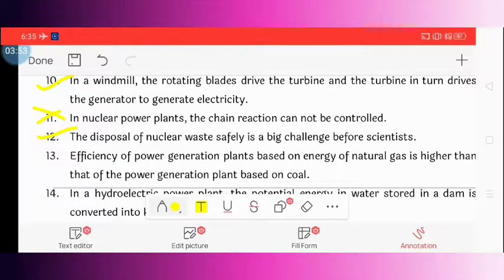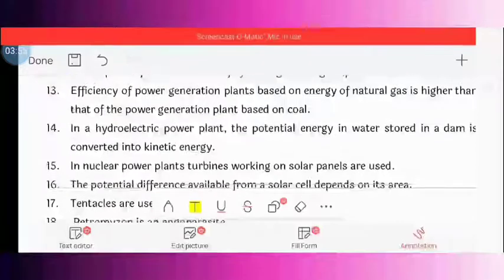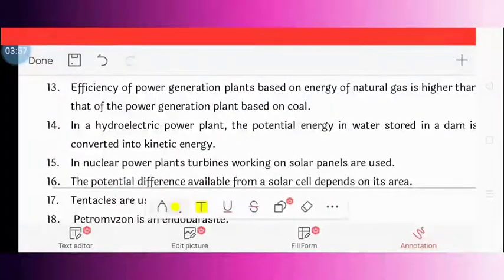Question number 13. Efficiency of power generation plants based on energy of natural gas is higher than that of the power generation plant based on coal. So this statement is also true. Efficiency of power generation plants based on energy of natural gas is higher than that of the power generation plants based on coal. Question number 14.